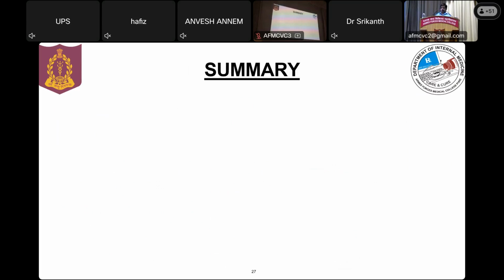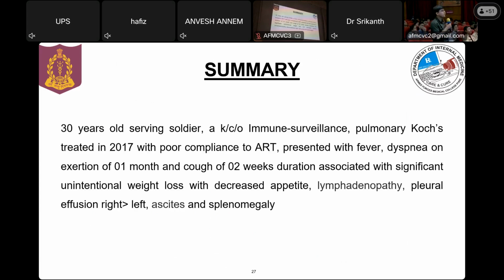Okay, Akash, can you summarize? Now you have the history of the patient as well as the clinical examination. Just summarize. A 30-year-old serving soldier, male, known case of PLHIV with previous history of OIs in the form of TB, now presented with 2-week history of fever, cough, dyspnea, unintentional weight loss. Clinical examination revealed lymphadenopathy and features suggestive of likely pleural effusion on the right side. Okay, with ascites. And organomegaly, also splenomegaly. So what are the possibilities based on the clinical examination as well as your findings?